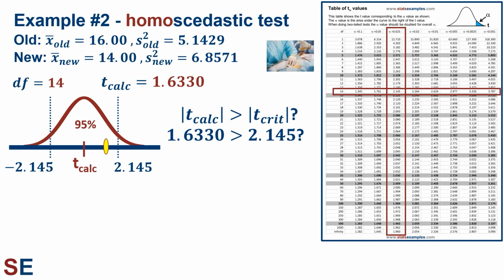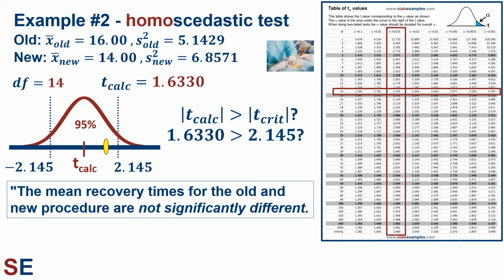Comparing our t-calculated value to the critical values for 14 degrees of freedom, we can see that 1.6330 is not as extreme as the critical value for an overall alpha of 0.05, which is 2.145. We won't be able to reject the null hypothesis of equal means because p is larger than 0.05. Therefore, the mean recovery times for the old and new procedure are not significantly different.